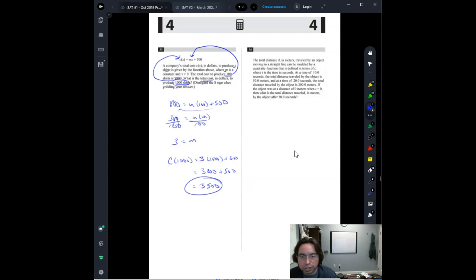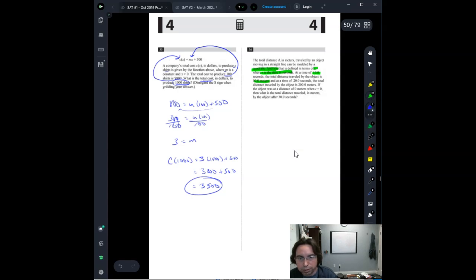All right, let's look at number 36 that's been given to us. It's saying the total distance in meters traveled by an object moving in a straight line can be modeled by a quadratic function. So this is a little bit different. That is defined in terms of t, where t is time in seconds. So we see at a time of 10 seconds, the total distance traveled is 50 meters.